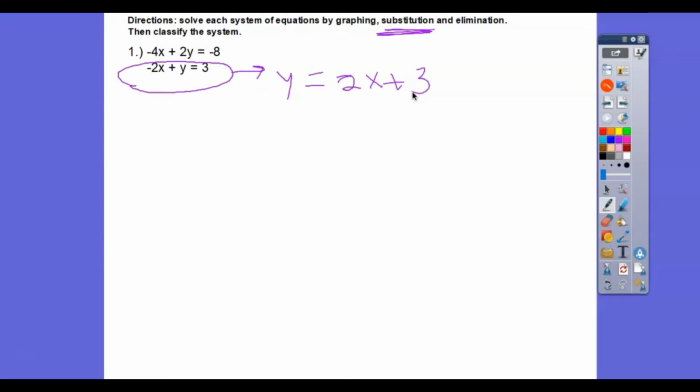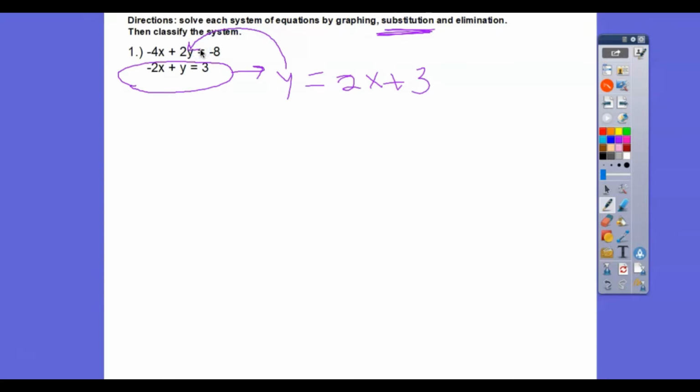And then sometimes you honestly have no choice because both of them are not as easy, so you just kind of have to choose the best one that you can. In this case, y equals 2x plus 3. I'm going to now plug this information back into the other equation wherever I see the y.